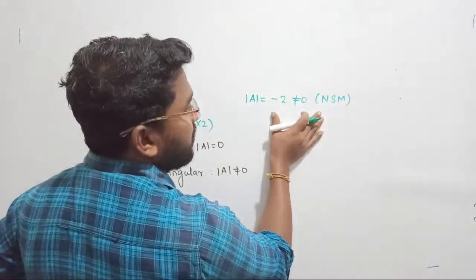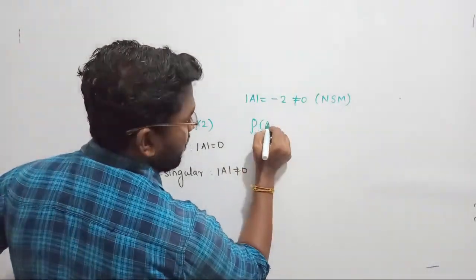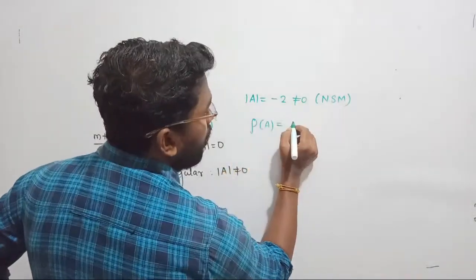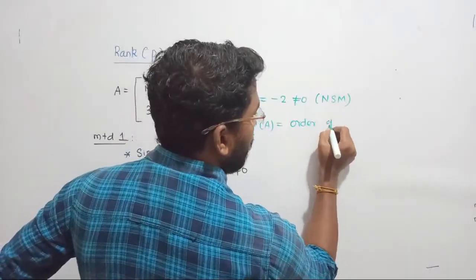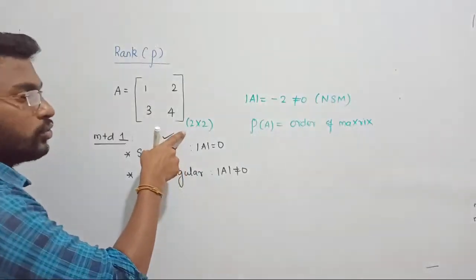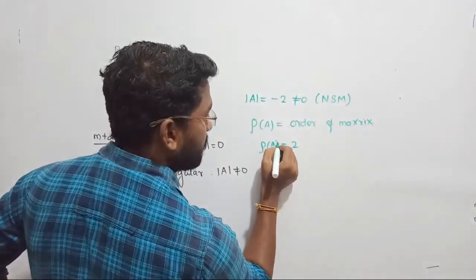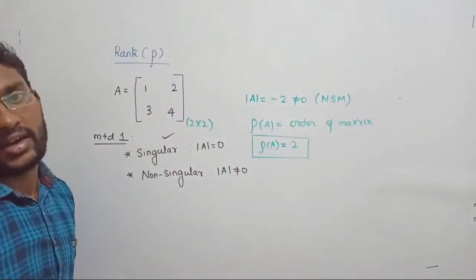If a given matrix is a non-singular matrix, then the rank of the matrix A should be equal to the order of the matrix. You can directly write it. Order is what? 2 cross 2. So the rank of this matrix is going to be 2, right? That is how we are finding the rank of a matrix directly.